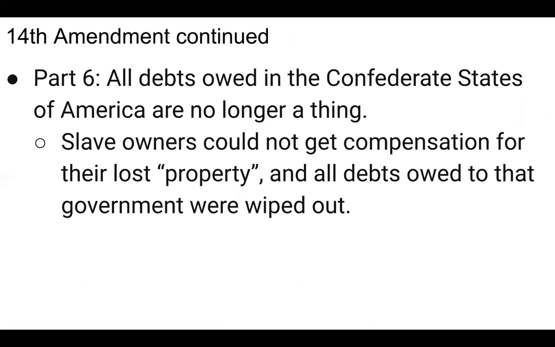My bad. So all debts owed in the Confederate States of America are no longer a thing. And slave owners cannot get compensation for their lost property when that property all of a sudden became 5/5 of a person. So this is again a punishment thing where, let's say, you bought a bunch of slaves, some guy sold you a bunch of slaves, right? You owe money to that person, now you don't. This also deals with jurisdiction, right? We don't have power over the Confederate States of America. So those were separate countries, right? Our country and their country, separate countries.